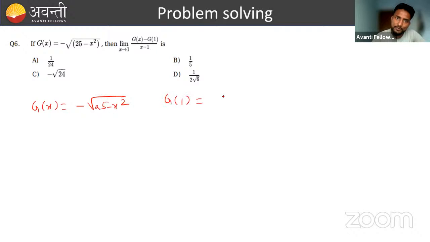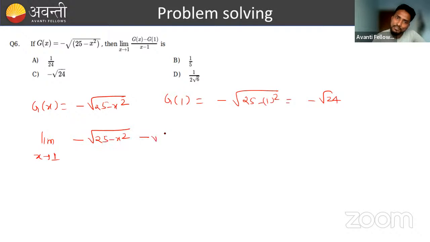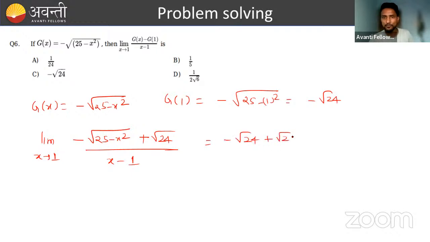What is g of 1? It will be minus root of 25 minus 1 whole square, so you will get minus root 24. So the limit as x tends to 1 is minus root of 25 minus x square, minus g of 1, which is minus root 24, so minus minus plus root 24, divided by x minus 1. Again, if you put 1, you get minus root 24 plus root 24 divided by 1 minus 1, so it is 0.